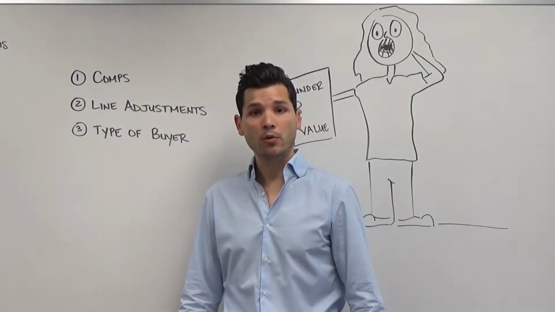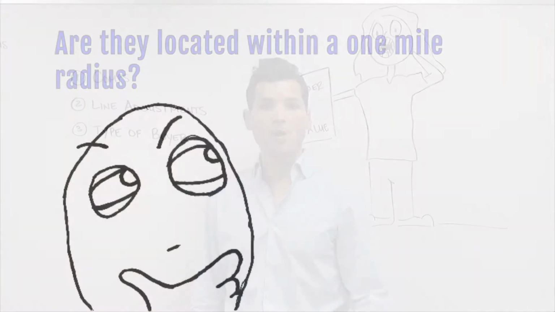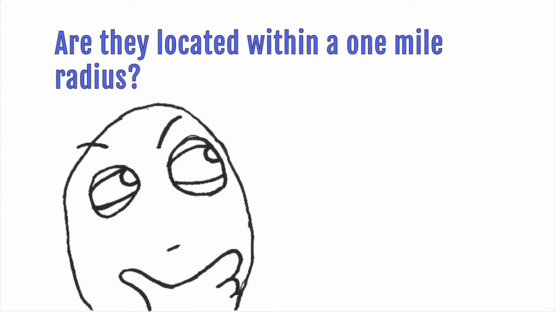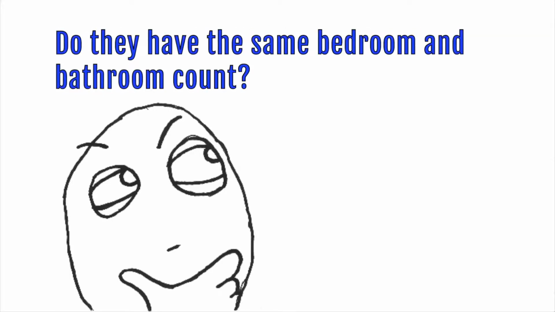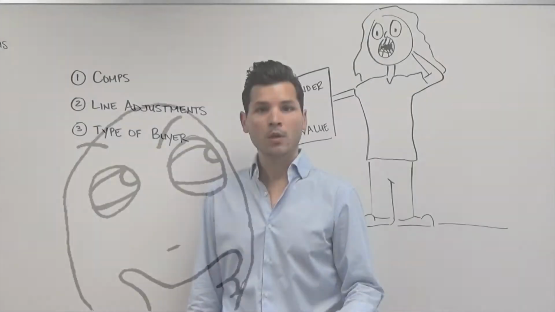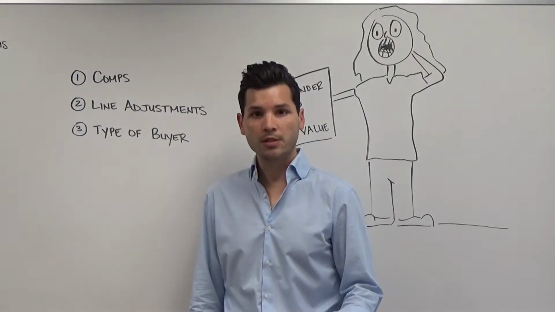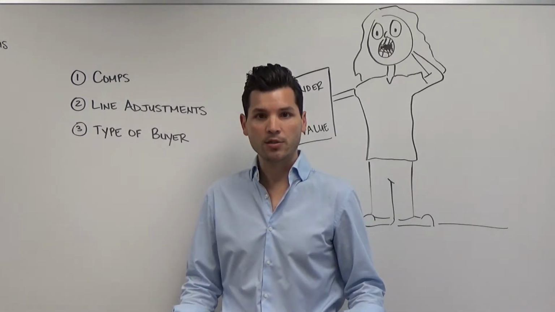One, are the comparable sales. Are these true comparables to the subject property? Are they located within a 1 mile radius? Were they sold within the last 6 months? Do they have the same bedroom and bathroom count? Do they have the same square footage? What justifies a true comparable sale is a home that requires the least adjustments made by the appraiser.